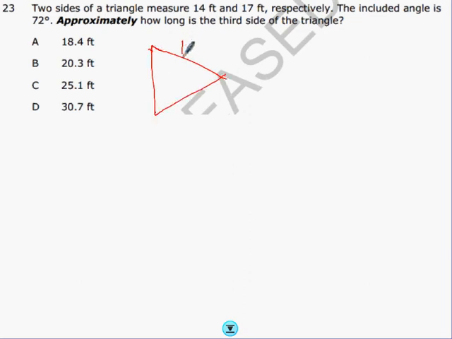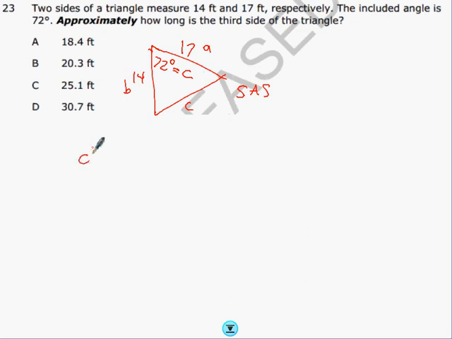And this is 17, 14, 72. I do believe in the case of side-angle-side, we said we'd use the law of cosines. They do provide the formula sheet, but we'll need to know when to use it. Let's say this is side A, this is side B, and this is side C. This would be angle C. And I'm going to use the law of cosines.